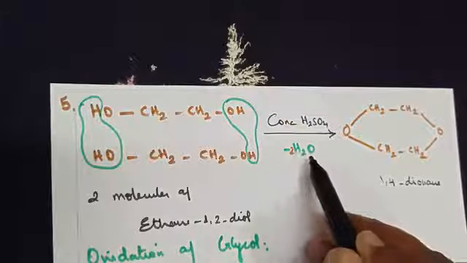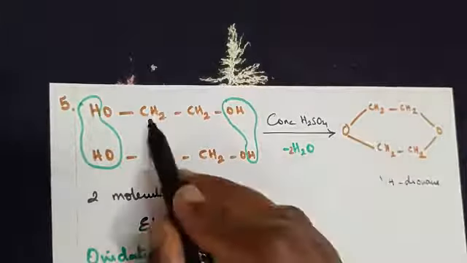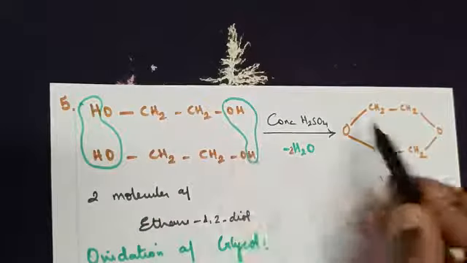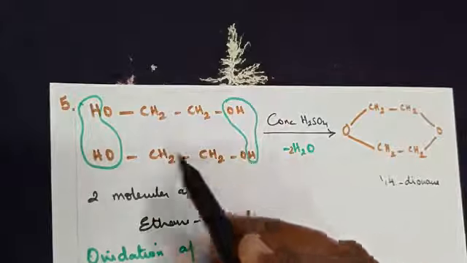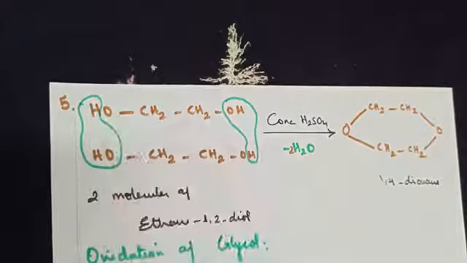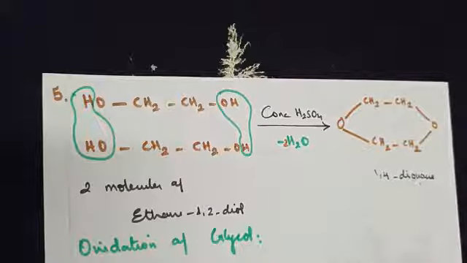So 2 molecules of water are lost. So here again we get CH2, CH2, CH2 will remain as it is. Here they are combined with the oxygen. This side also they are combined with the oxygen. So we get 1,4 dioxane.